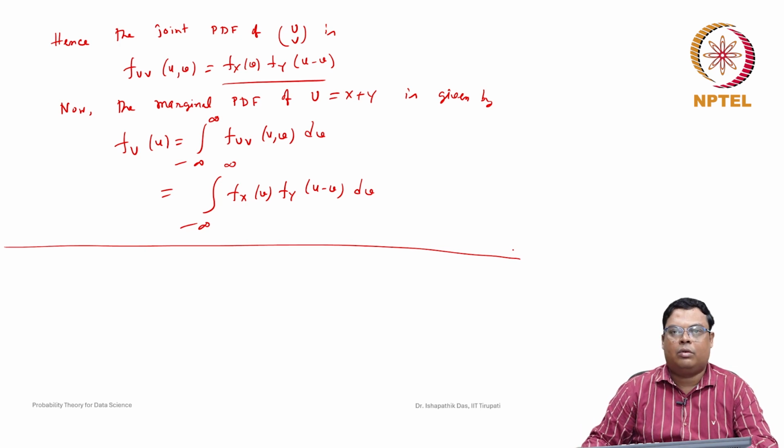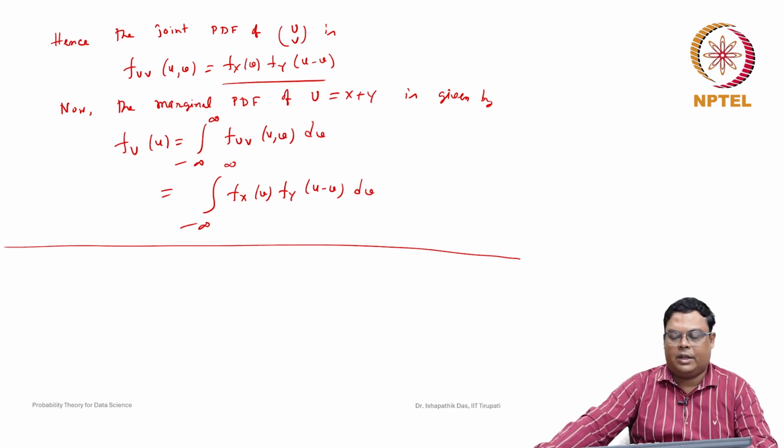Otherwise you can go through it again, so then it will be clear. Also we will discuss some examples based on this theorem, numerical examples, where we consider some particular distributions of X and Y, and then we will try to find the distribution of U and how we can find that.